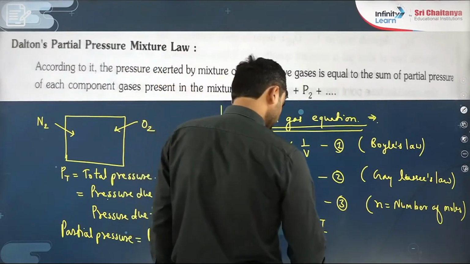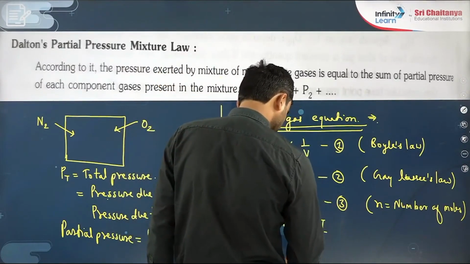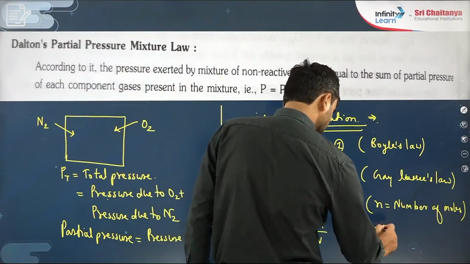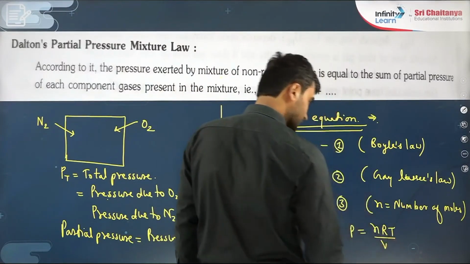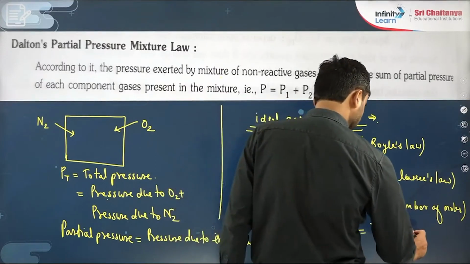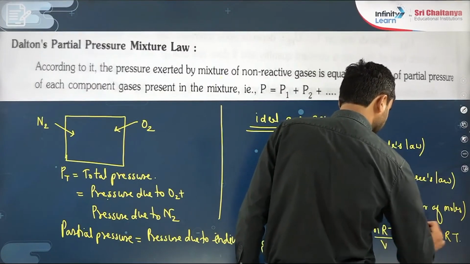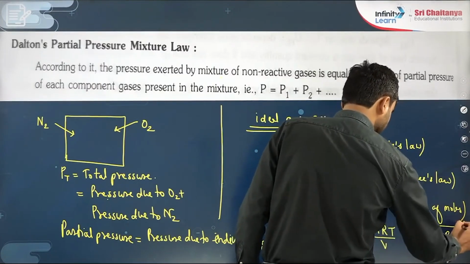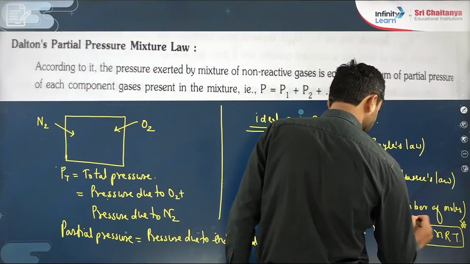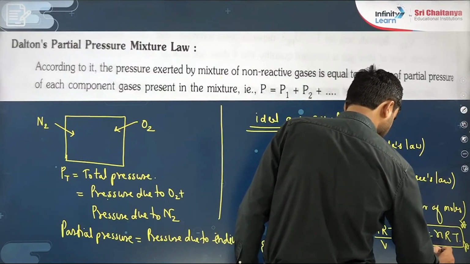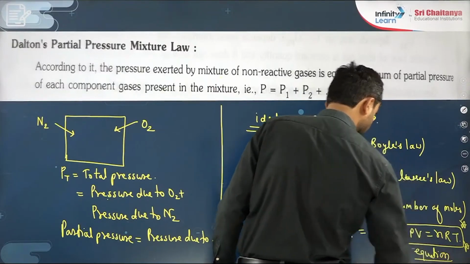So it is P equal to nRT by V. Otherwise, we can transfer V this side, then it becomes PV equal to nRT. This is the ideal gas equation. This one you have to remember.